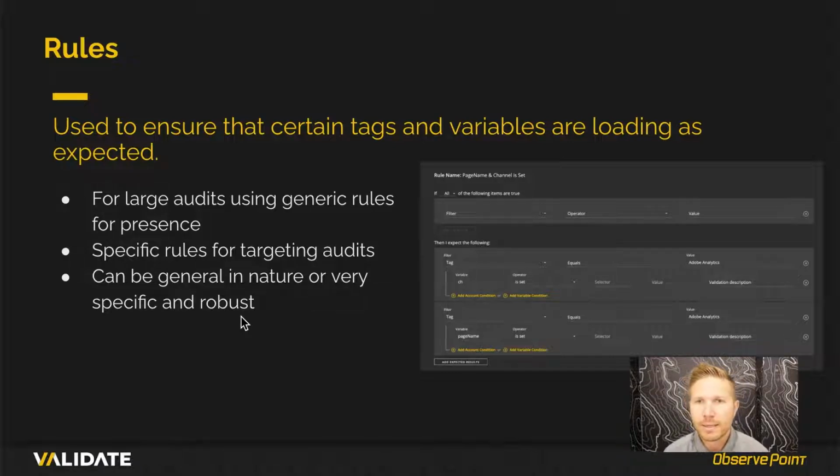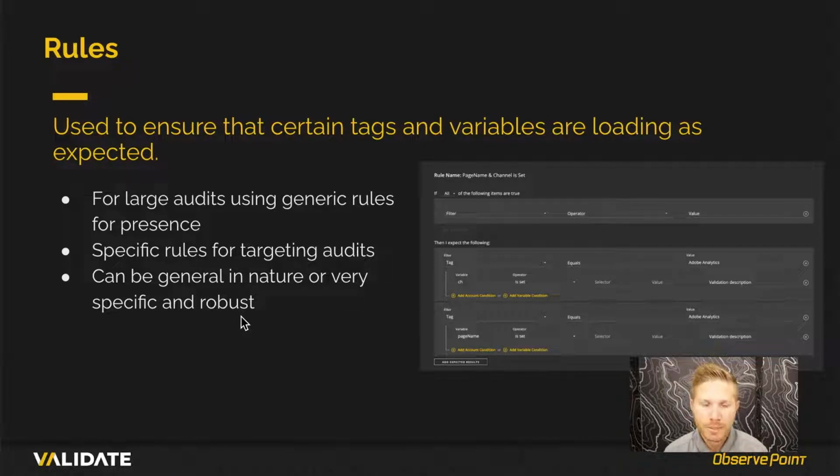So for large audits, you'll want to use probably some more generic rules just to make sure that the presence is there, maybe some key variables. But then you can also do specific rules for more targeted audits, like Arthur had mentioned. And rules can really be general in nature or very specific and even quite robust when it comes down to it. But essentially at the core, they're just if-then statements.